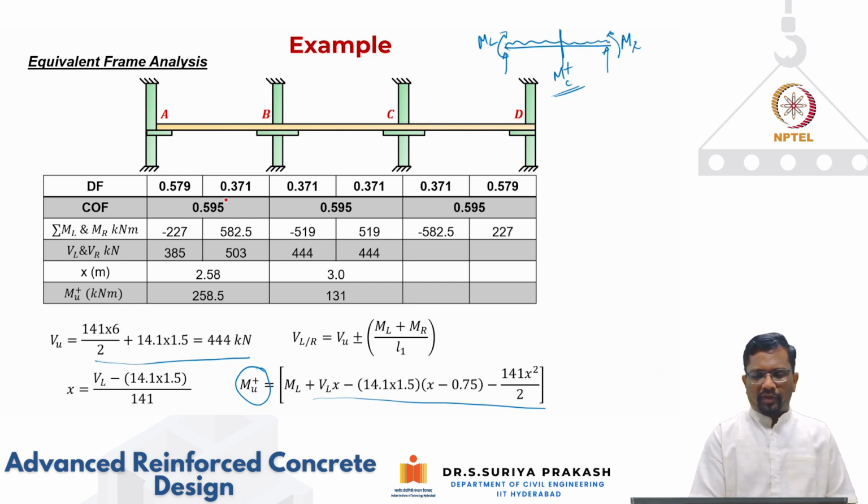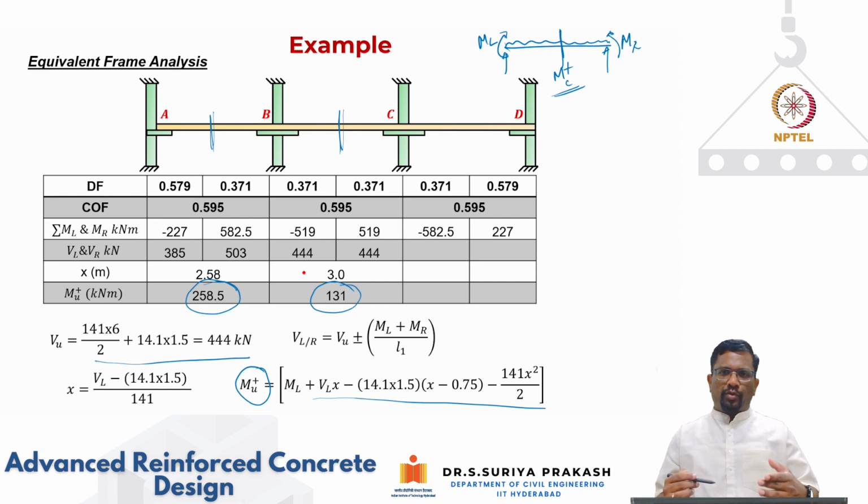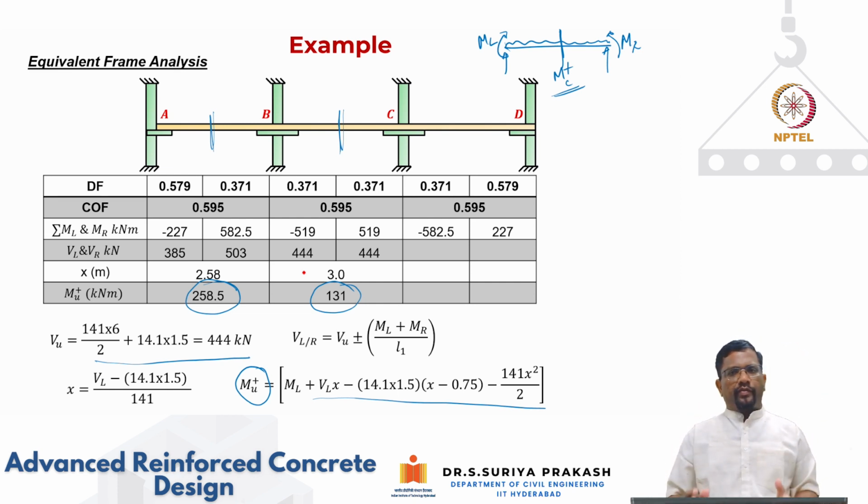The positive moment, for example, at this location works out to be 258.5. At this location, it works out to be 131 kilonewton meters. Now, you see, this is the moment that is acting over the entire width. So, all we have done in this example is to find out the longitudinal distribution of the moments at all the locations.